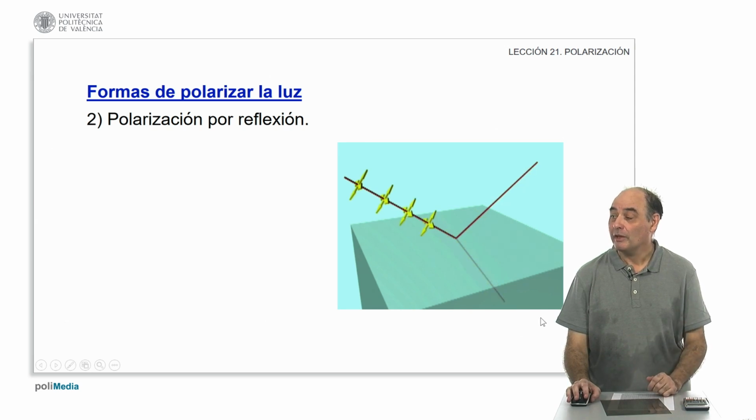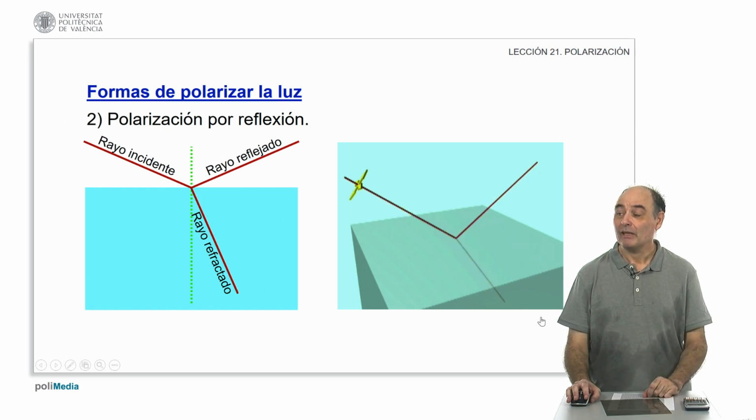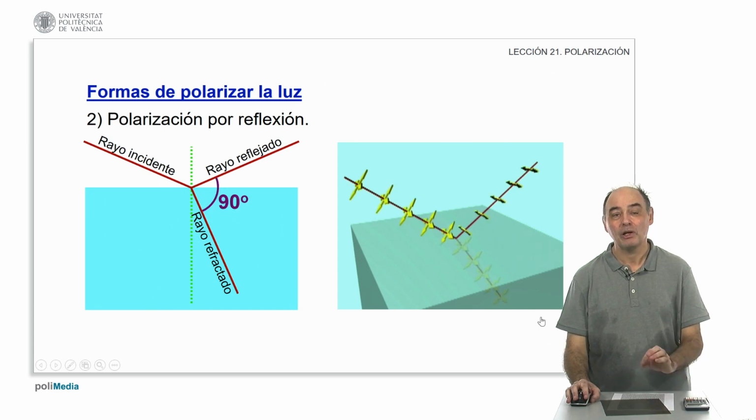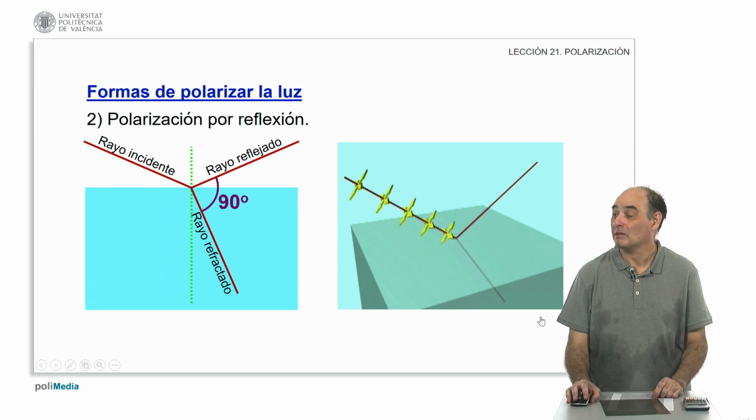By the way, the critical angle at which this occurs is quite curious. It occurs when the following geometry is given. This total polarization is when the reflected ray and the refracted ray are precisely perpendicular. At that moment the reflected ray is completely polarized. This, by the way, is used in things like glasses to avoid reflections in the snow or reflections in the sea when we go to the beach or when we are sailing.